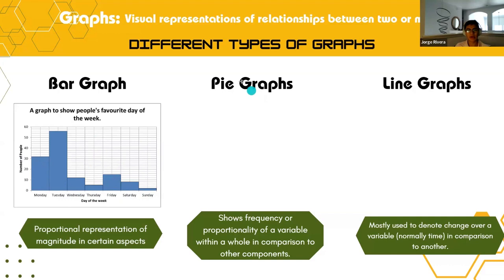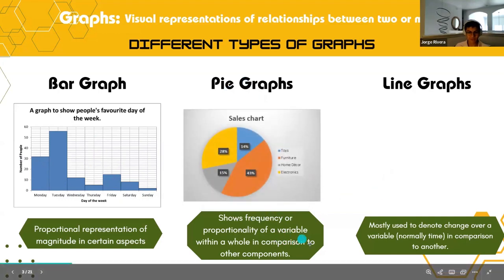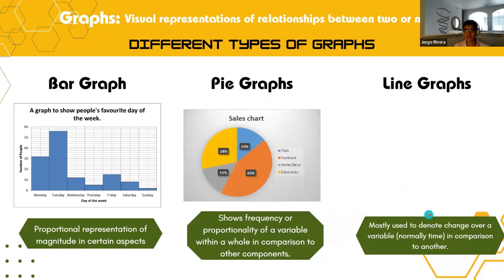In the next one, we have our pie graphs, right? Pie graphs show frequency or proportionality of a variable within a whole in comparison to other components. What you have to envision is that this is just a pie, right? And you can slice the pie different ways, and the size of the different slices is going to be proportional to the magnitude of a certain variable within a whole.